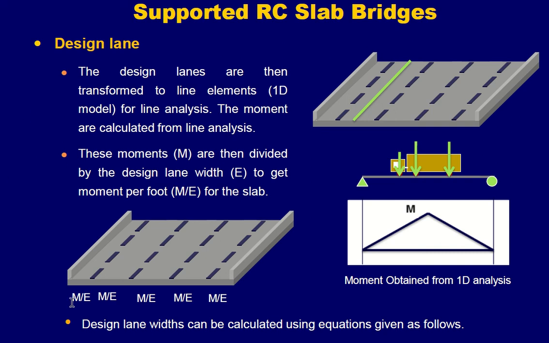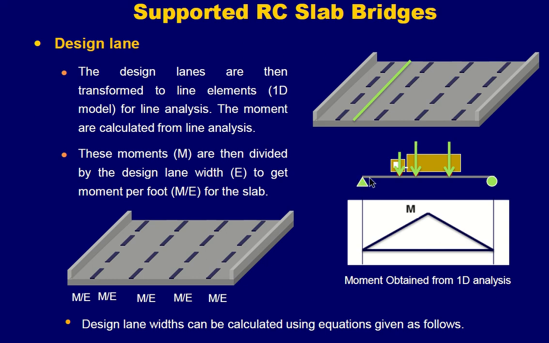So over here you can see that. Let me tell you first that this was the width E of the exterior lane and this was the width E of the interior lane. You just transform this interior lane into this line strip of unit width. You calculate the bending moment for this and then you divide this bending moment by the width of the strip. So you get M divided by E, moment divided by the lane width. Design lane widths can be calculated using equations given as follows. We will see on the next slide.